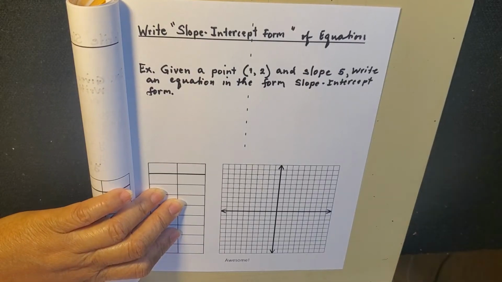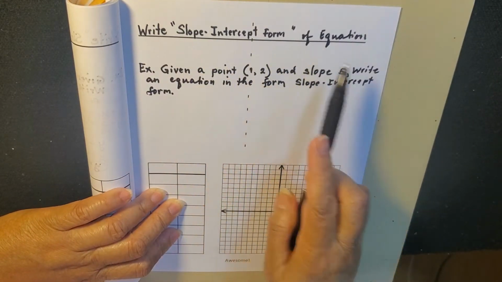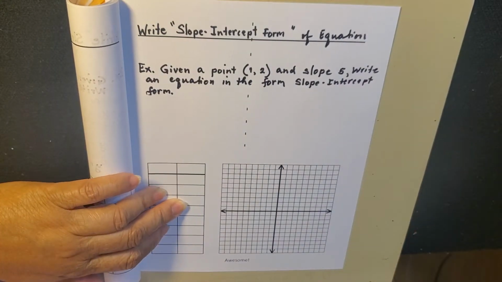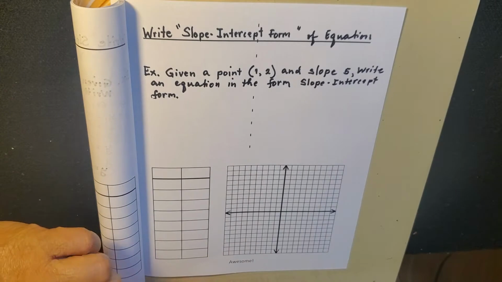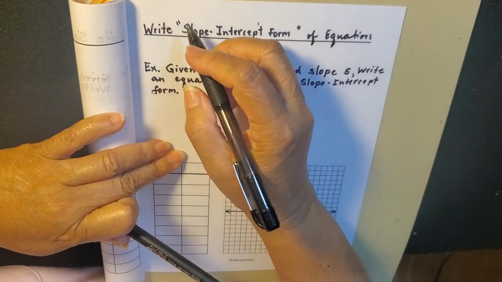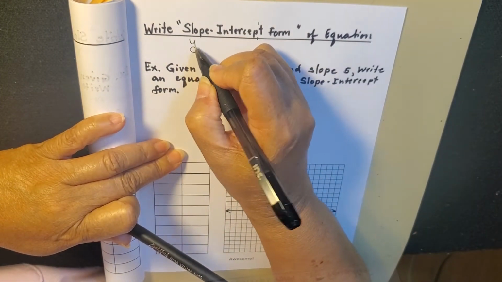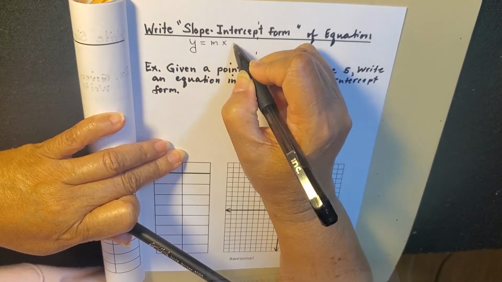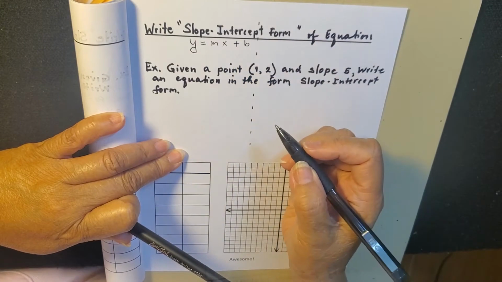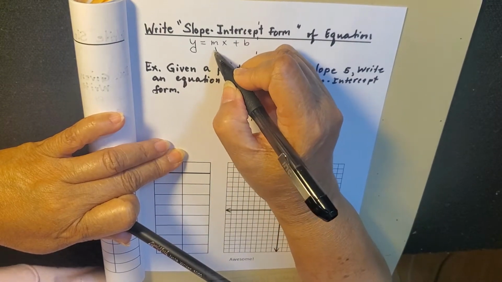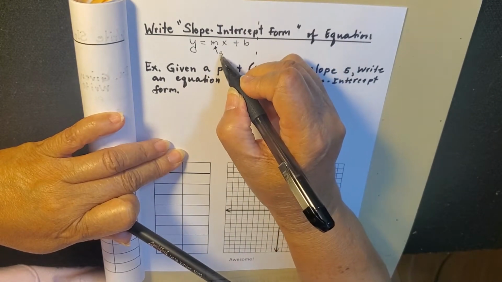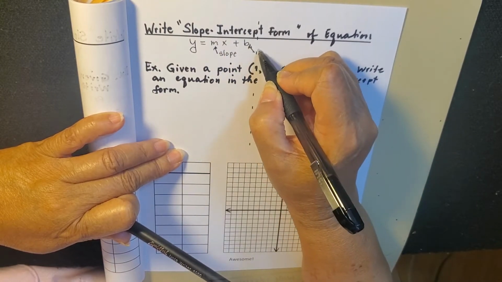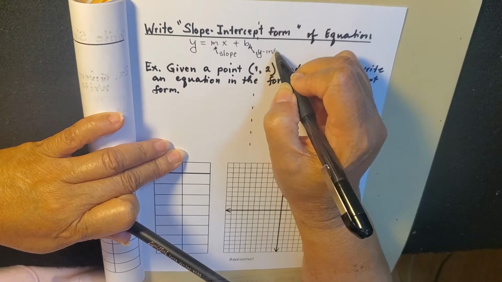Okay, today we're going to write the slope-intercept form of an equation. Now let us recall the formula for slope-intercept form. The formula is y equals mx plus b, and we identify m as the slope and b as the y-intercept.